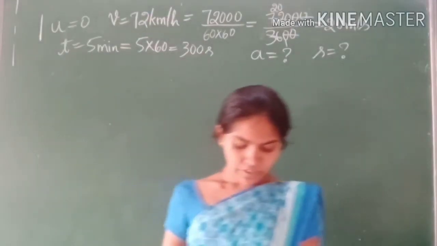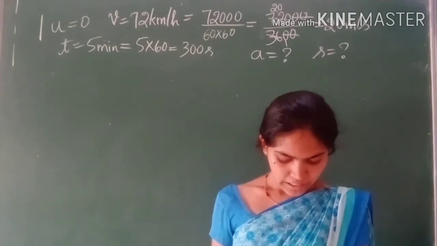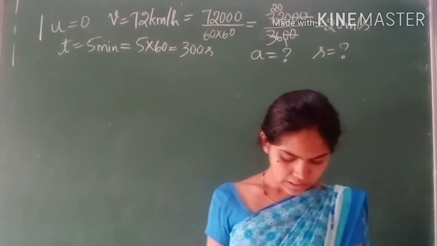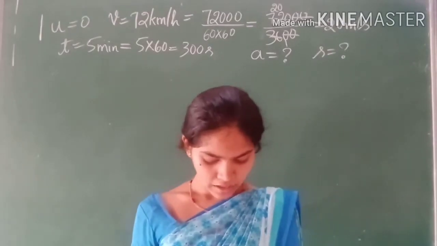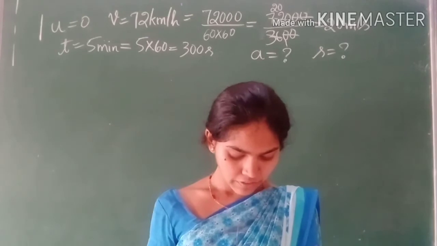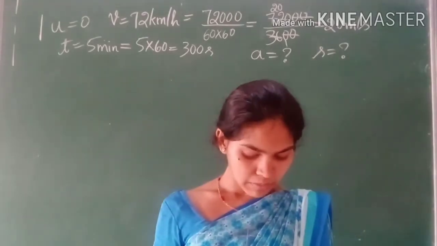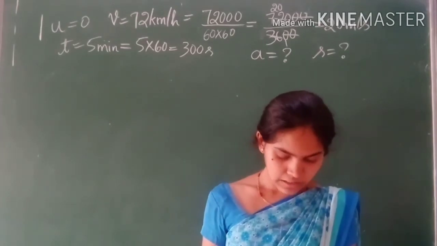Okay, now I will work out the problem. Example 8.5. A train starting from rest attains a velocity of 72 km per hour in 5 minutes. Assuming that the acceleration is uniform, find the acceleration and the distance travelled by the train for attaining this velocity.